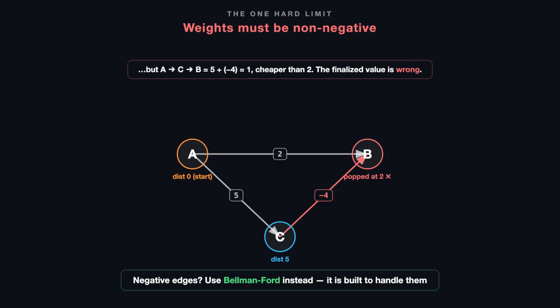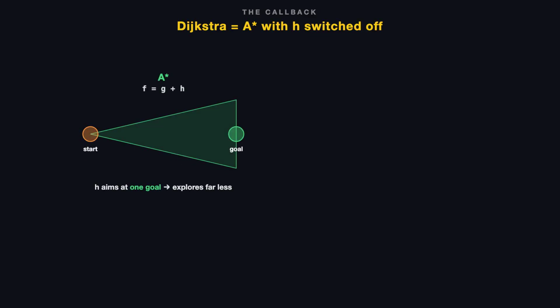When a graph has them, you reach for a different algorithm, Bellman-Ford, which is built to handle negatives. We will not implement it today. If you have seen my A star video, this will click. Dijkstra is A star with the heuristic switched off.